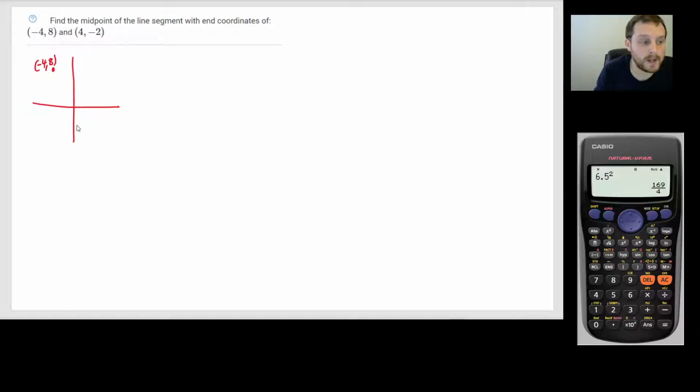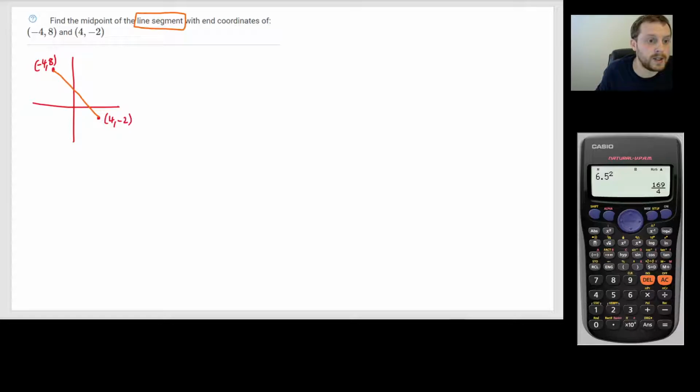And 4, -2 would be go along this way and then down a bit. So I'm not doing it accurately, that's the idea. Obviously, if you had squared paper, you could do this more accurately. But you don't need to, okay? This is just to get an idea. And then the question is, if you join these up with a straight line, well, first of all, that's what this is. This is called the line segment. So that thing there is the line segment, and it says find the midpoint.